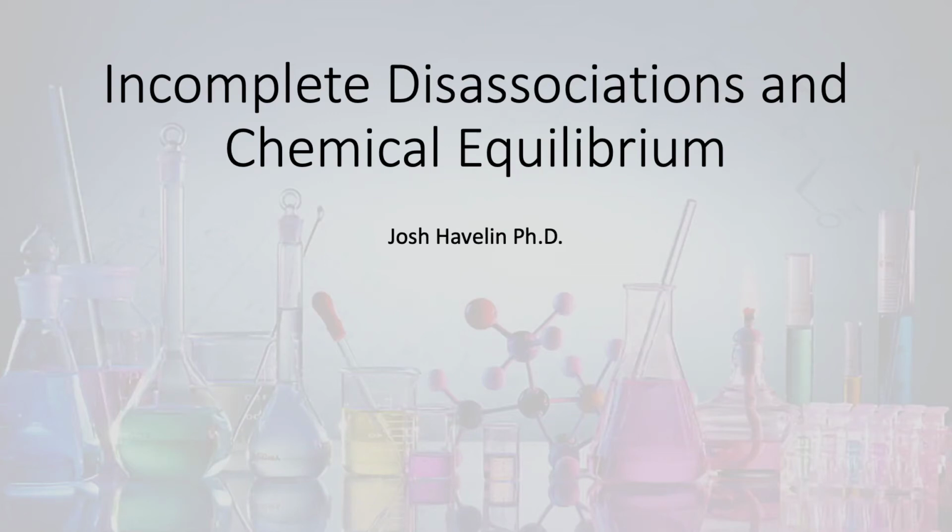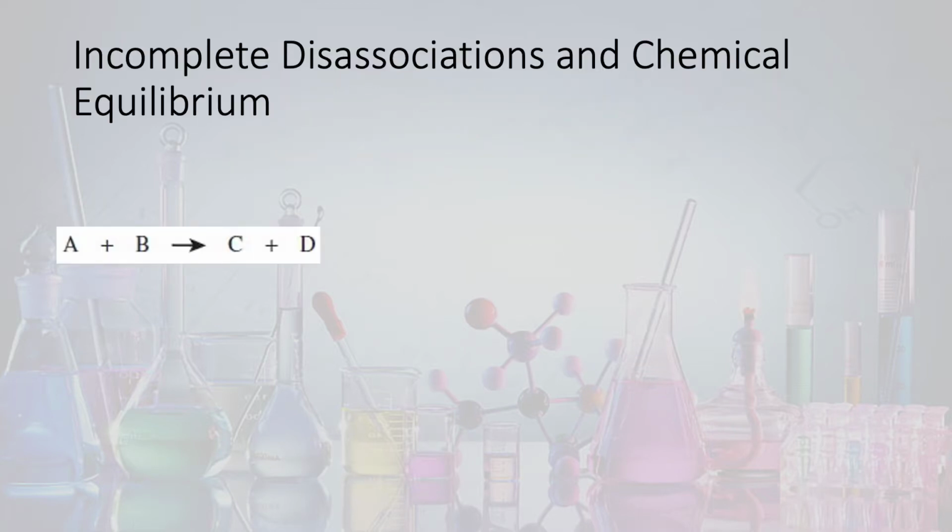The topic of this video is a brief introduction to incomplete dissociations and chemical equilibrium. In previous videos, I've discussed the use of unidirectional arrows to describe chemical reactions that proceed completely to the right.